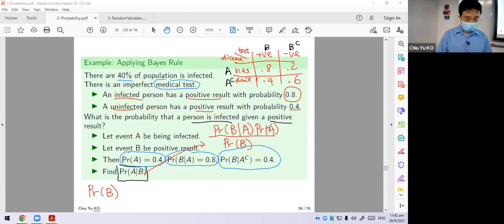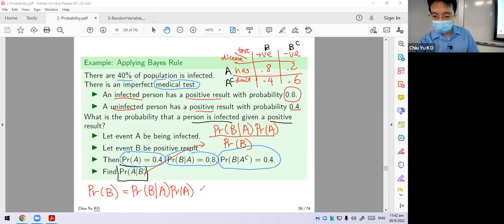How to do it is we use the total probability rule. It will be just this probability B given A times probability A. So you basically divide into two parts. The first part is related to A. The second part is not related to A.